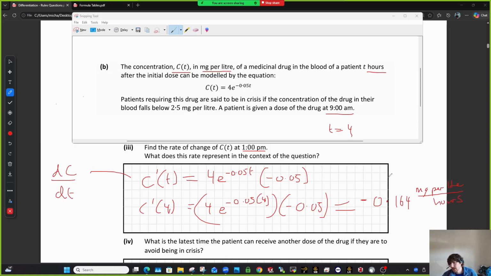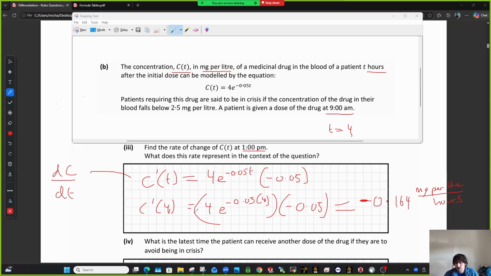Okay, so what does it mean? You're asked what it represents. So what you're looking at here is when the time is 1 p.m., the patient is losing the drug. It's reducing in their blood because it's a negative sign. The concentration of the drug is reducing by 0.164 milligrams per liter for every hour that passes. Okay, so at that moment in time.